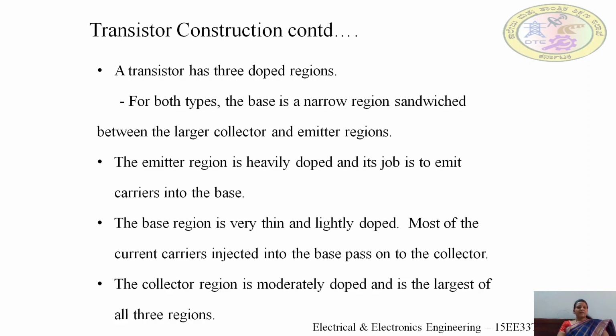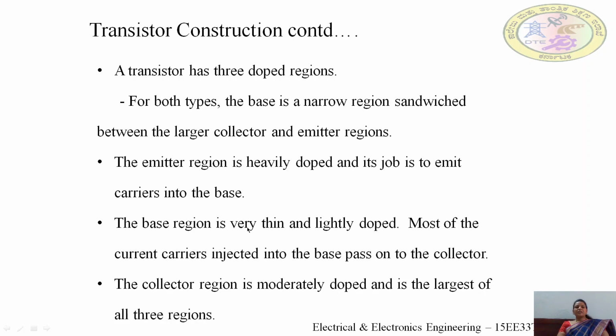So let me summarize. A transistor has three doped regions. For both types of transistor, that is NPN and PNP, the base is made very narrow, and the base region is sandwiched between the larger collector and the emitter regions. The emitter region is heavily doped, and its job is to emit majority charge carriers into the base. If it is a PNP transistor, the majority charge carriers emitted are holes. If it is an NPN transistor, the majority charge carriers emitted are electrons.